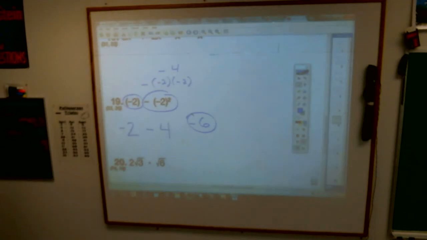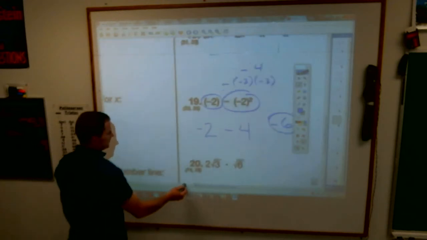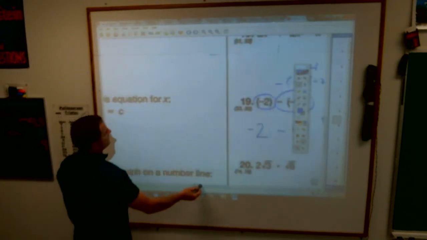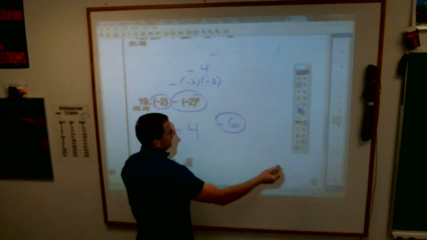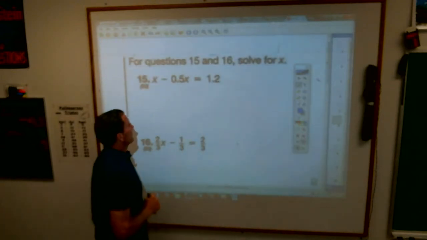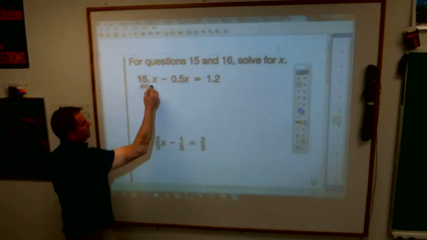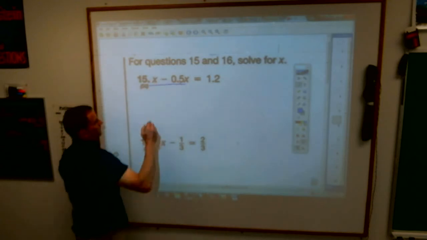Isabel? Number 15. Is that at the bottom of this page over here, or is it at the top of this page over here? Oh, one of my favorite problems of all time. Isabel, what did you do to solve that? I put the x's together. Perfect. And what do you get when you put 1x with 0.5x?